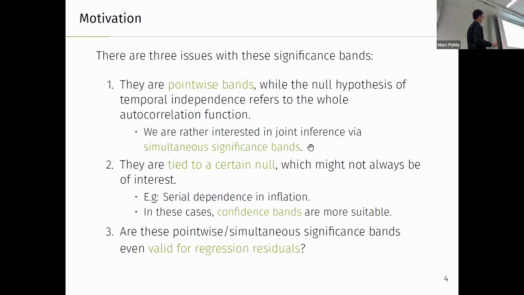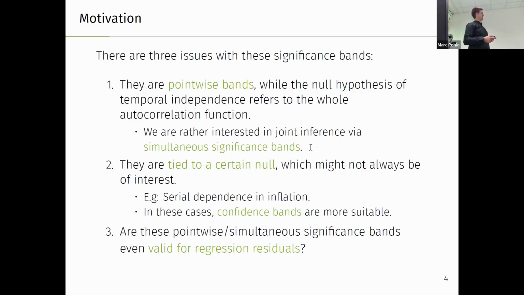And with an inflation autocorrelogram, these bands are simply not of interest. There we propose to use confidence bands, which are centered not at 0, but around the empirical autocorrelation function. We construct them and make them simultaneous, so that valid joint inference, joint uncertainty quantification can be done with them. These confidence bands are, of course, always of interest for uncertainty quantification. They are not tied to a certain null, even though you can test the null of temporal independence with them.